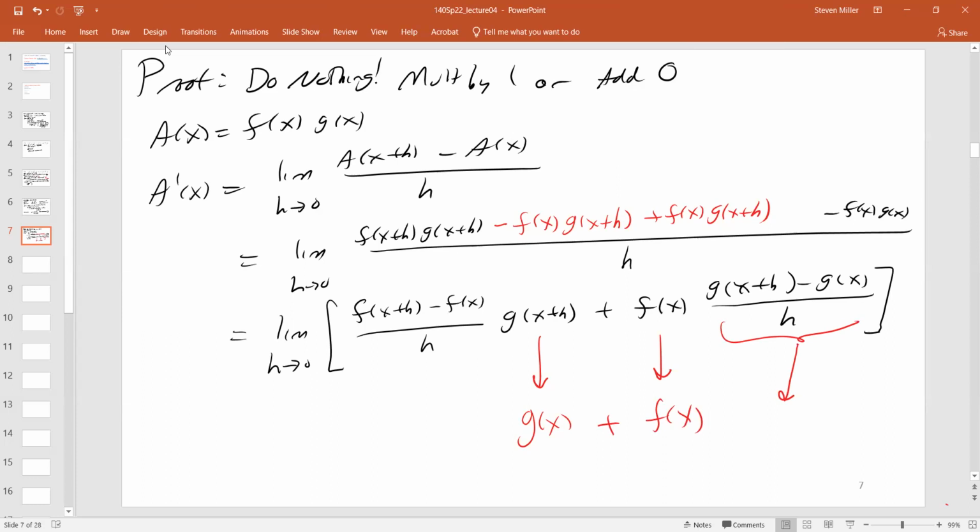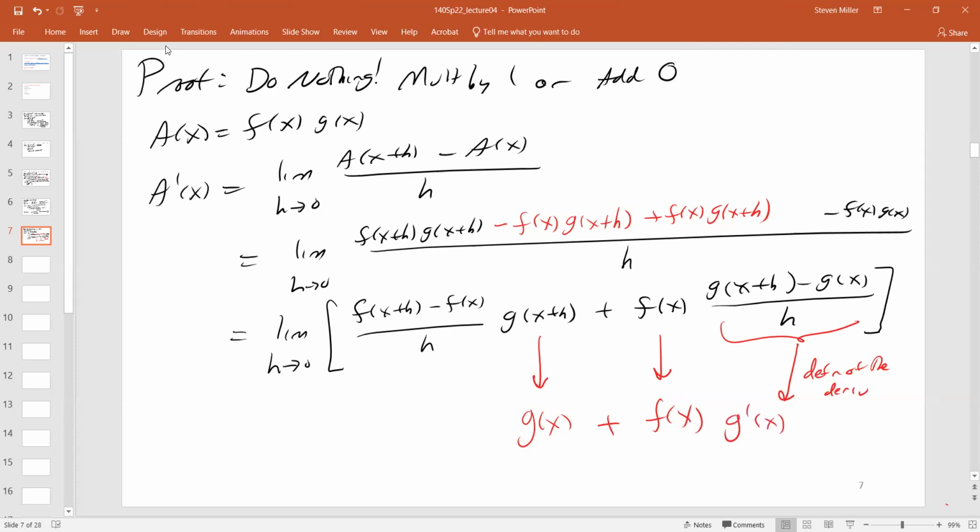Think back to the definition: g of x plus h minus g of x over h. That's the definition of the derivative of g. It's the infinitesimal change in the function divided by the infinitesimal time that elapsed. So this is the average speed from x to x plus h. And as h gets smaller and smaller, the average speed is going to converge to the instantaneous speed. So this is just g prime of x.